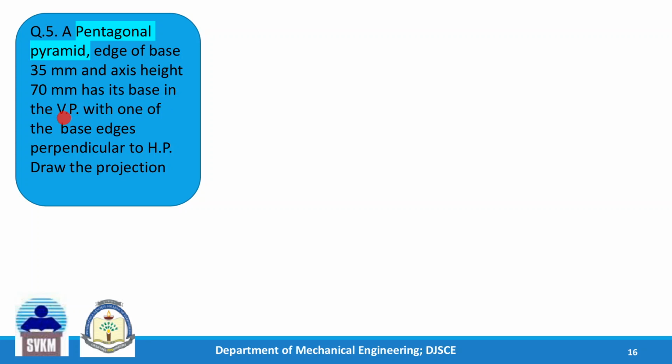So it means that axis is perpendicular to VP and parallel to HP. So with one of the base edges perpendicular to HP. Now one of the base edges is perpendicular to HP. That is how it is positioned. It is resting on VP now. So what you will get in the front, we just see, imagine the shape now.